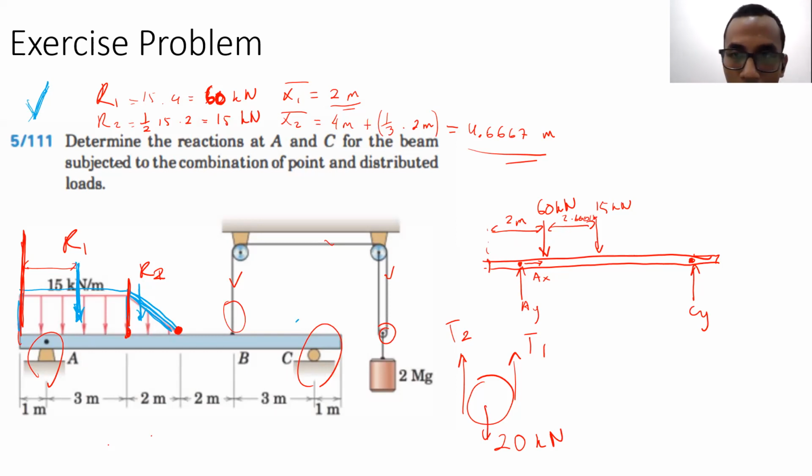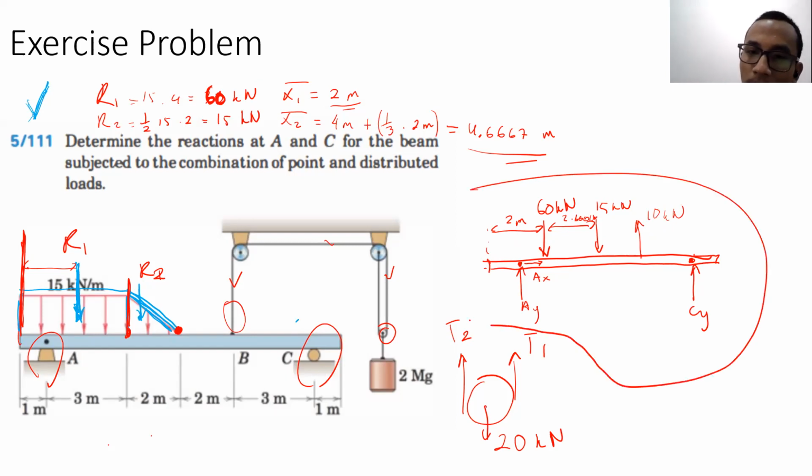At B, there is a tension force. The tension force value is supposed to be 10 kilonewton. Then CY. That's all. Supposed to be like this, right? Yes, sir. Okay, thank you very much. So after you find this free body diagram, then you can solve for AY, AX, and CY. That's simple.